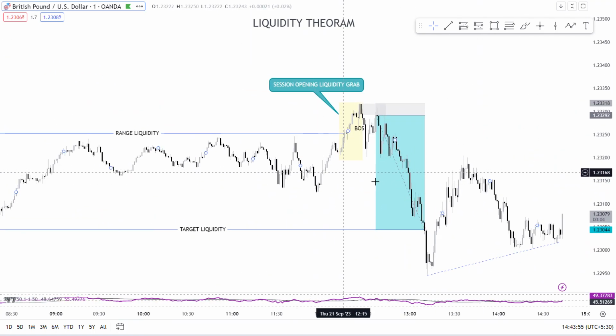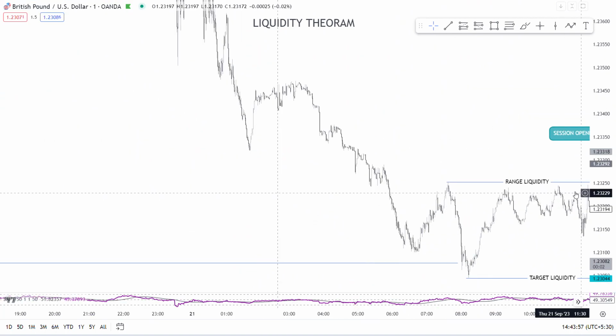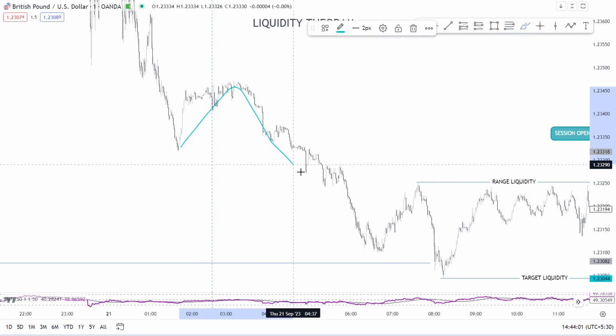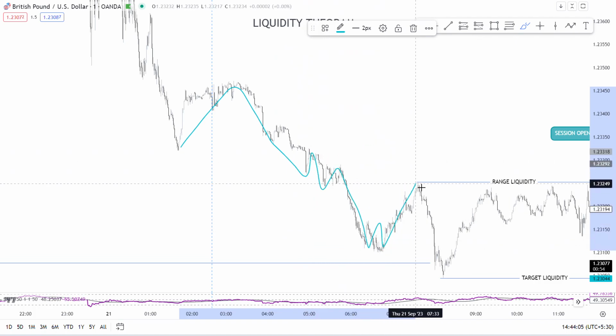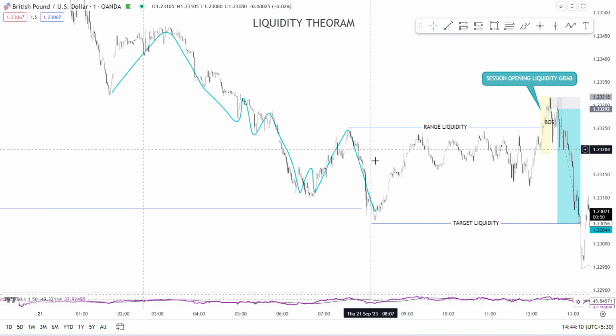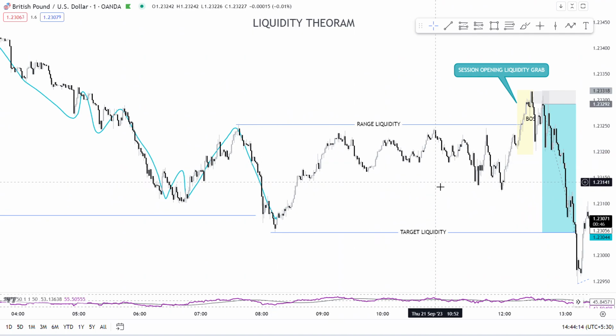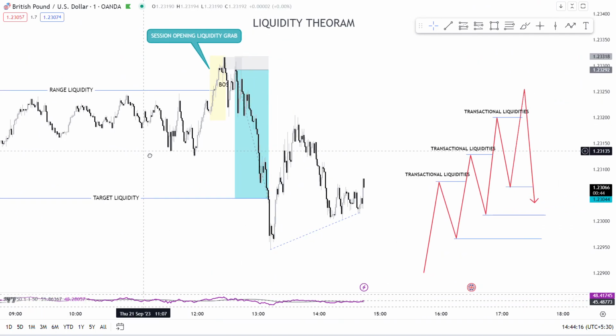First I identify the trend. The trend is coming downwards. If you see, the trend is coming downwards: lower high, lower low, lower high, lower low. So I have just identified the trend and I wait for the inducement in the marketplace. I just waited for the inducement in the marketplace.